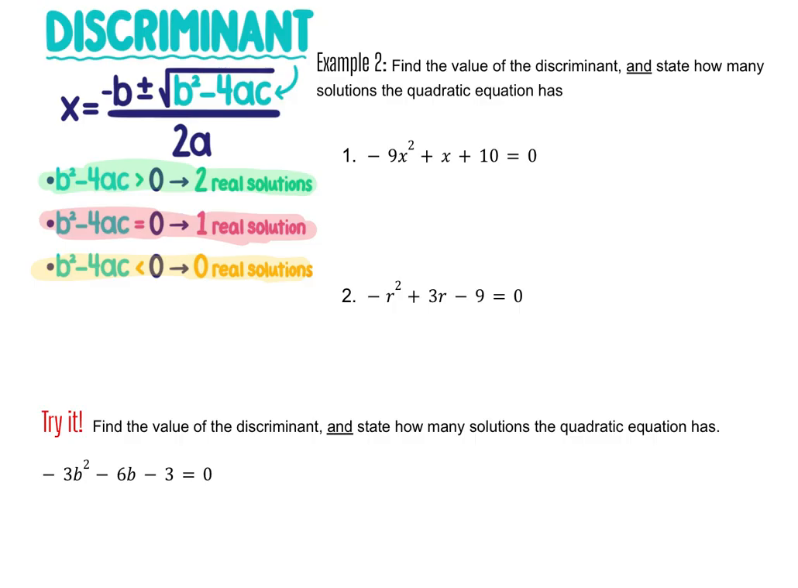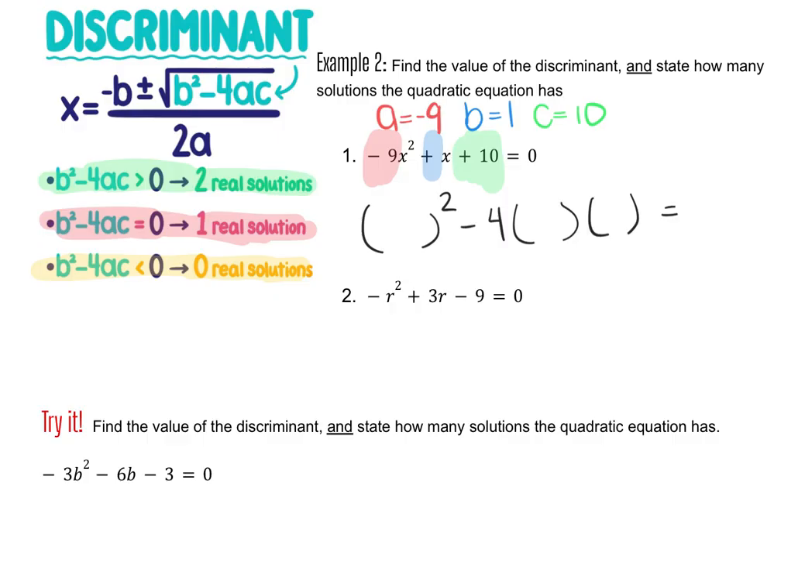So step 1 is to first find the discriminant, similar to what was done in the finding the discriminant video. So I identified my A, B, and C because my equation is in standard form. And then I set up my formula so that I can just fill in my numbers. So my B is positive 1, my A is negative 9, and my C is positive 10. So I'm going to go ahead and evaluate to find a number for my discriminant. So I end up with the number 361.